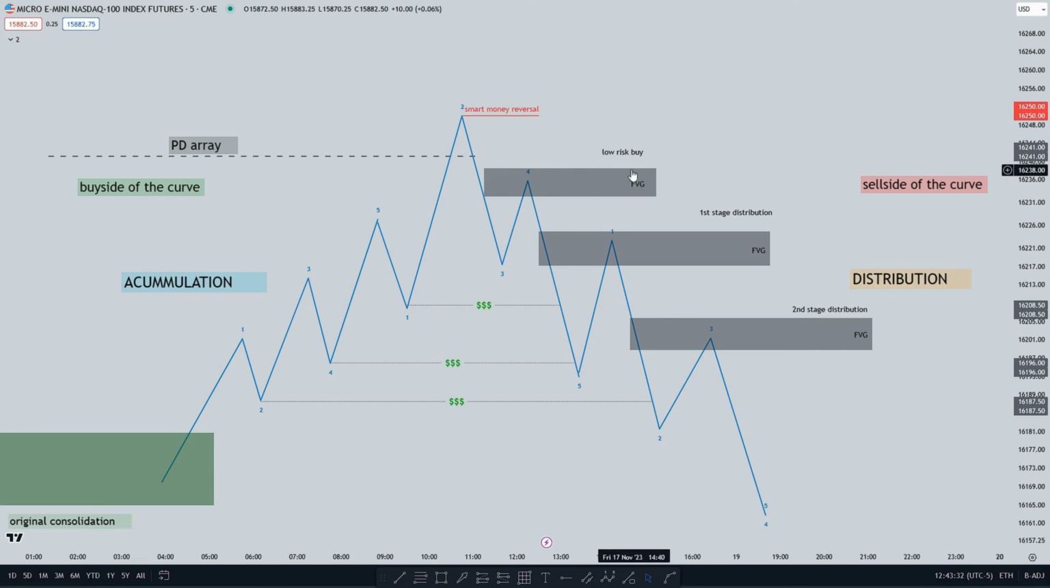Whenever we start going lower from the low risk buy fair value gap, and let's say we make a shift in market structure, taking out this sell side liquidity, we want to see a fair value gap forming. And this fair value gap could be used as a trade entry, and that trade entry will be called the first stage distribution. The first stage distribution is the first movement to the upside after the low risk buy.